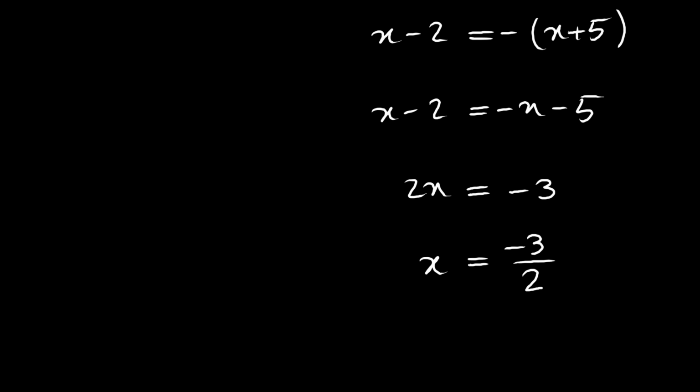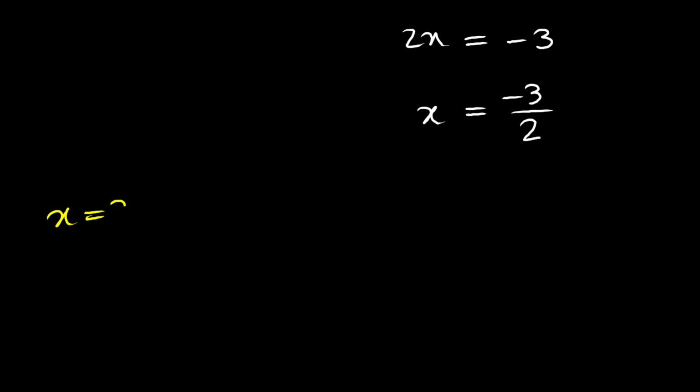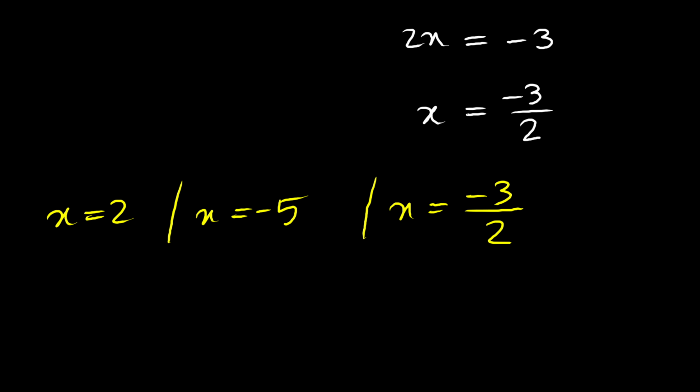And notice that since we only had cube roots in our equation, we really don't need to bother ourselves with validating our solutions because they are obviously valid solutions. So our solutions are x equals 2, x equals negative 5, and x equals negative 3 over 2.